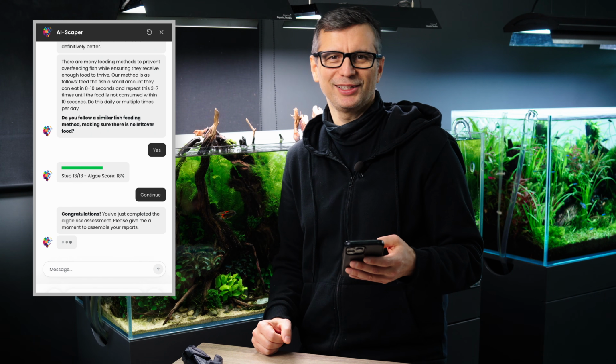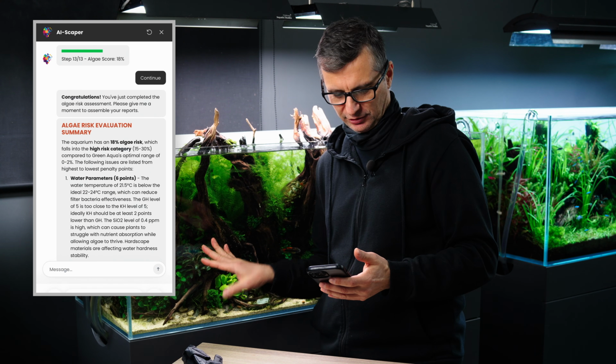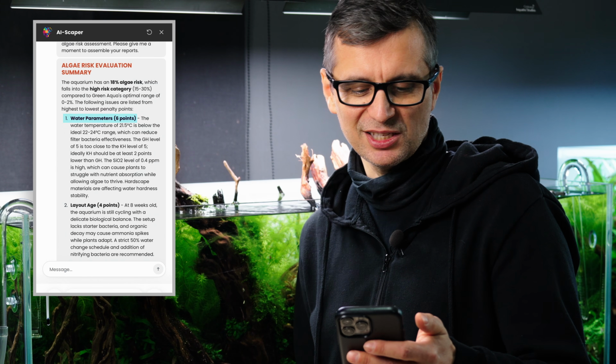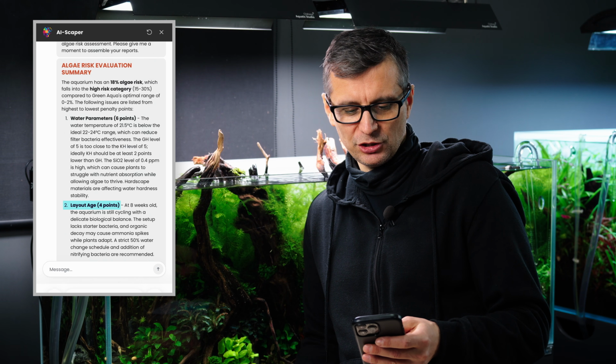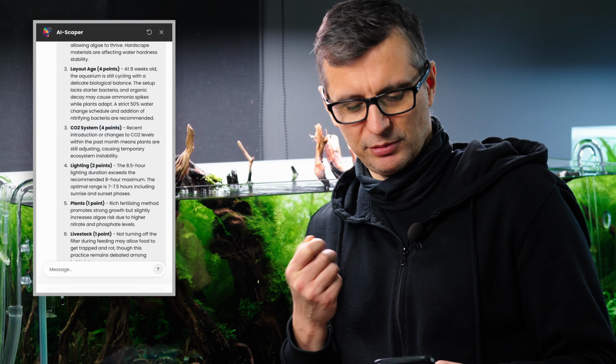Congratulations, you just completed algae risk assessment. High risk category, high risk tank, high risk. Water parameters, obviously, multiple concerns exist. Layout age, you got 4 points for the layout age. At 8 weeks old, your aquarium is still cycling. The CO2 system, 4 points, because we messed with that.